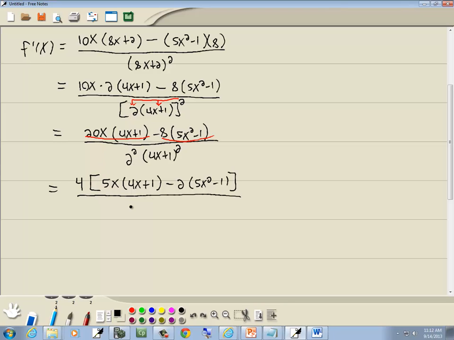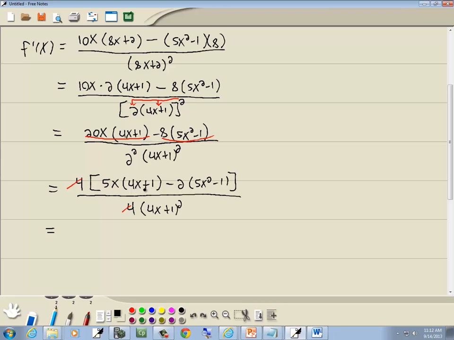Okay, now down below here, 2 squared is 4, times 4x plus 1 squared. Now, notice something here. We have 4 times all of this bracket. That's multiplication, 4 times the brackets. Down here we have 4 times this. So since both of those are multiplication, these 4s will now cancel.